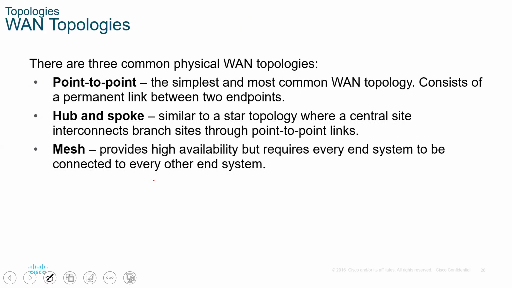Now, WAN technologies also have their own types of topologies. All right. And when we talk about WAN topologies, we're talking about inter-network communication. So we have what we call the point-to-point topology, which is the simplest and most common type of WAN topology and consists of a permanent link between the 2 points.